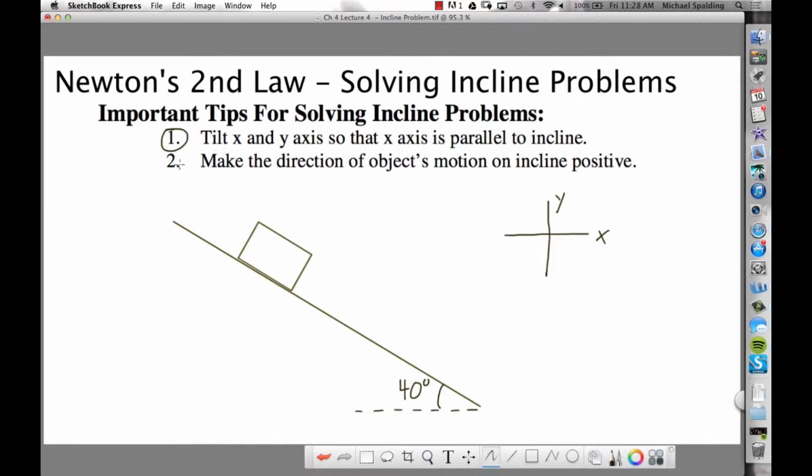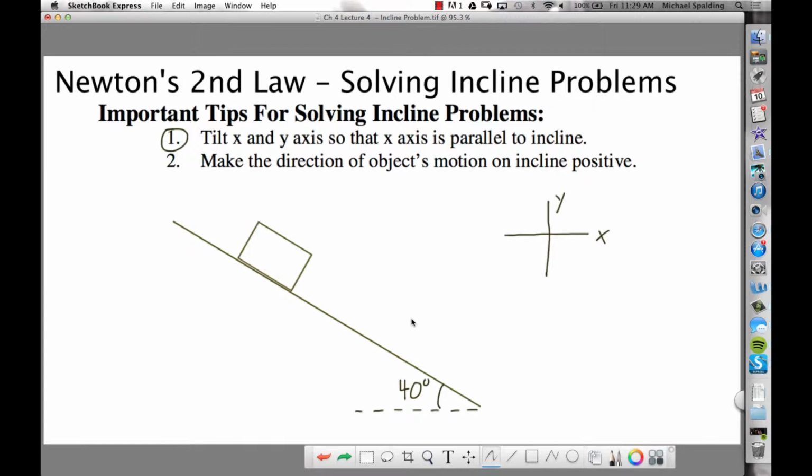So let me just start with the second tip, since it's real easy to talk about. If you have an object on an incline, make the direction of motion positive. So if this object is going down the incline, what you should say is down the incline is plus, up the incline is minus. Now what if the object is moving up the incline? Then say up the incline is plus, down the incline is minus. Whichever way the object moves, make that positive. Okay, life will be much simpler.